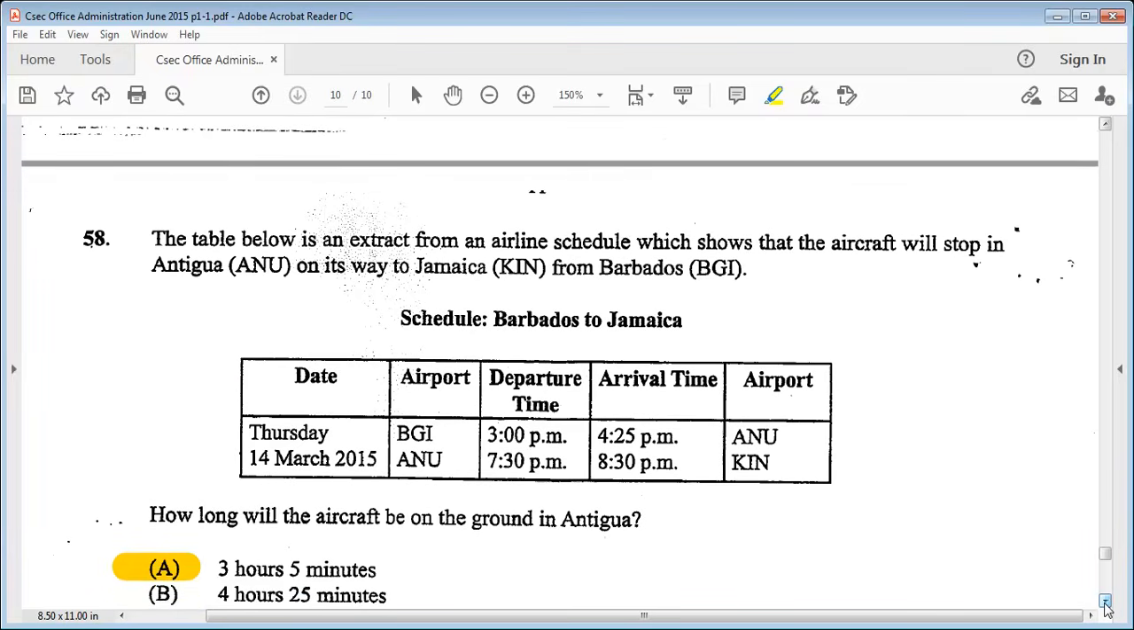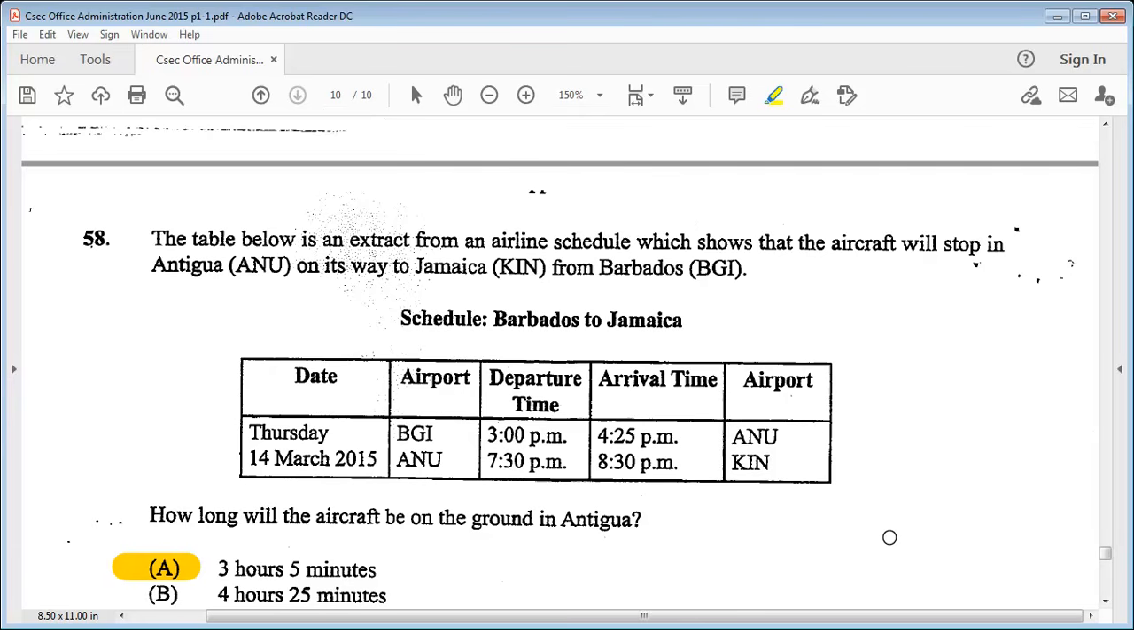It says, the table below is an extract from an airline schedule which shows that the aircraft will stop in Antigua on its way to Jamaica from Barbados. And we have the date, Thursday 14th of March 2015. And we see left Barbados Airport at 3 p.m., arrived at Antigua Airport at 4:25 p.m. Then the plane took off at 7:30 p.m. from Antigua and landed in Kingston, Jamaica, arrival time at 8:30 p.m.